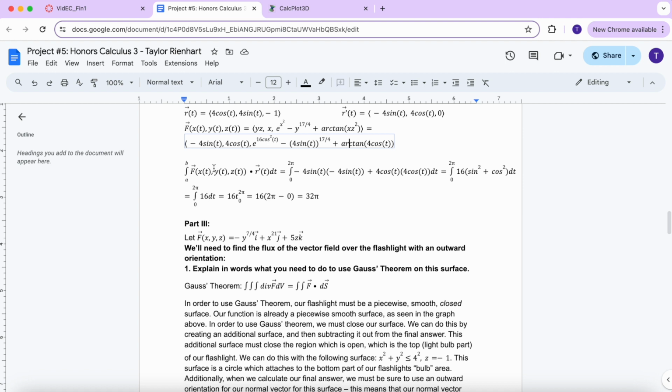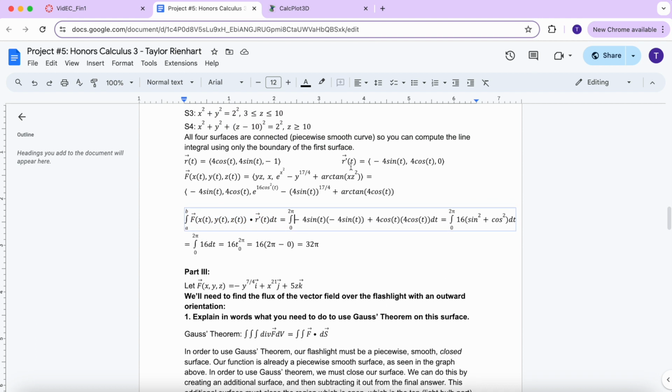Now we are going to integrate the dot product of our parameterized vector field and the derivative of our parameter, with respect to dt. This is our line integral according to Stokes' theorem. So again, remember we are using t and t is going in a circle, which means t is going to go from 0 to 2 pi, as theta would.